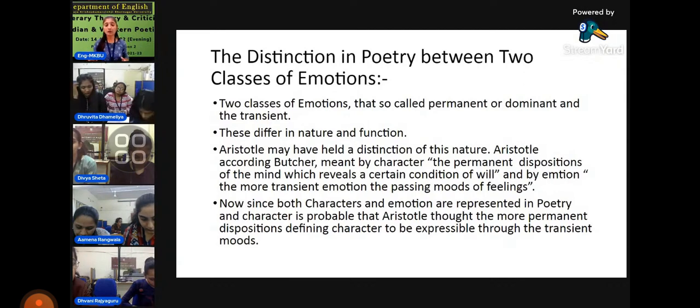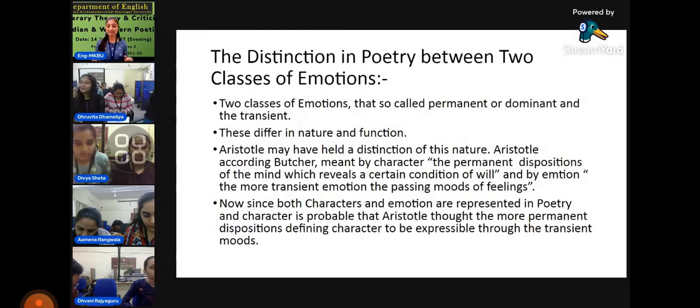Aristotle, according to Butcher, meant by character the permanent dispositions of the mind, which lead to certain conditions of will. It means emotions do not belong to the permanent condition of your mind, but are the more transient emotions, the passing mood of feeling. It means the emotions depend on a short time and only on your mood.